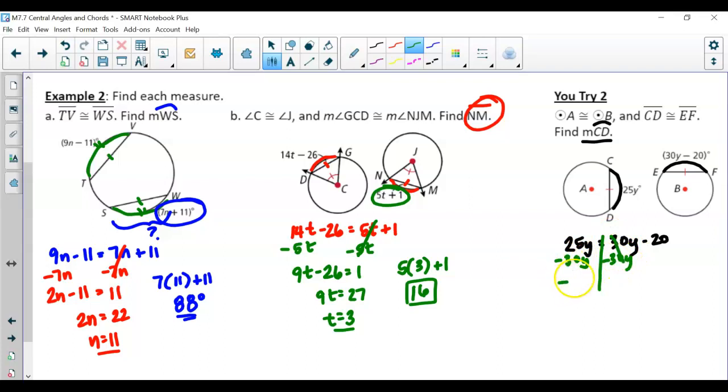And here I get negative 5y is equal to negative 20. So now when you divide, you get y is equal to positive 4. Now is 4 our answer? No, because we're looking for the measure of arc CD, which is 25y. So 25 times y, or 25 times 4, is 100 degrees. That is the measure of arc CD.